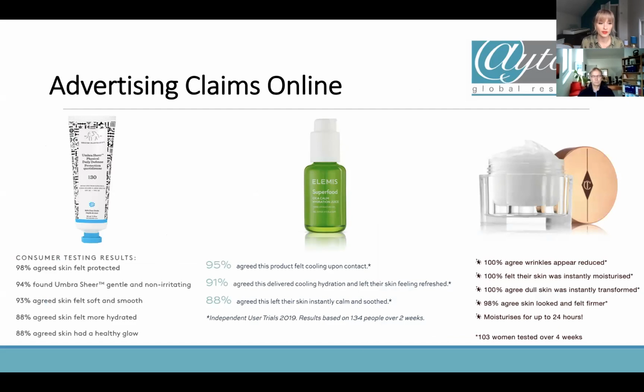So you've got Drunk Elephant with some consumer testing results there. Again, really succinct claims that are very clear. Same with Elemis, and they've put how many people have tested the product and how long for. And the same with Charlotte Tilbury as well. They've put how many people have tested the product and how long for, and that's really important to include. You can see there's some fantastic results on all three of those products. So it's really appealing to a consumer to have that readily available when they're looking for a product to purchase.